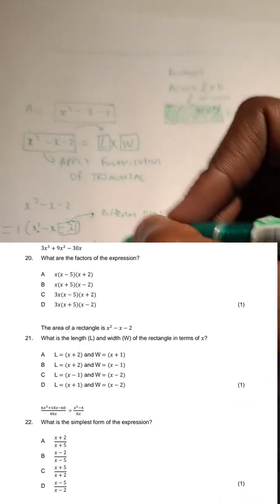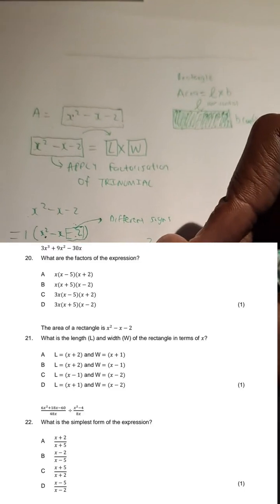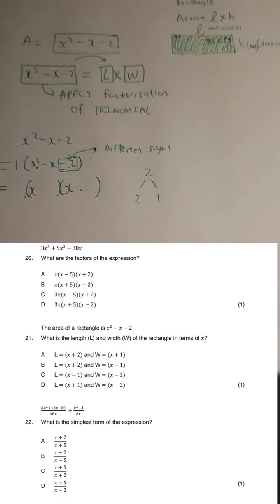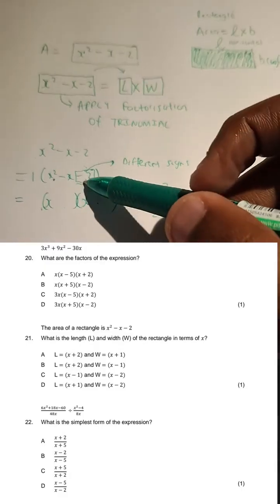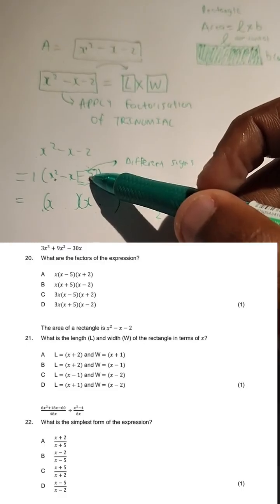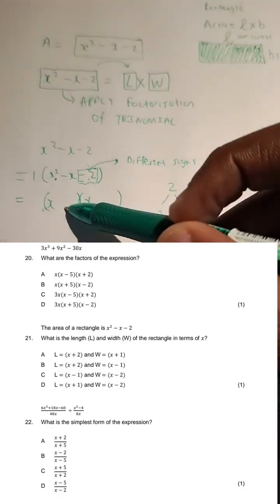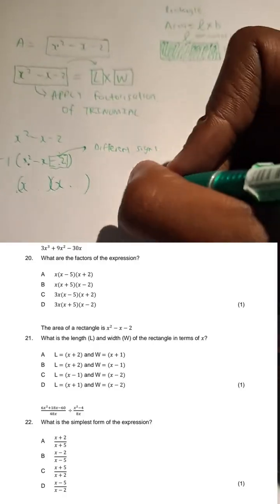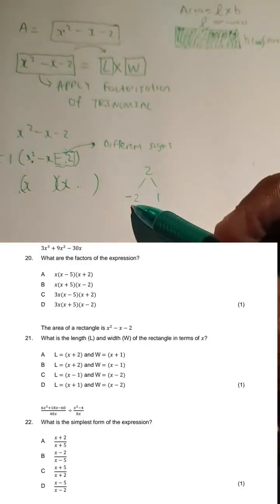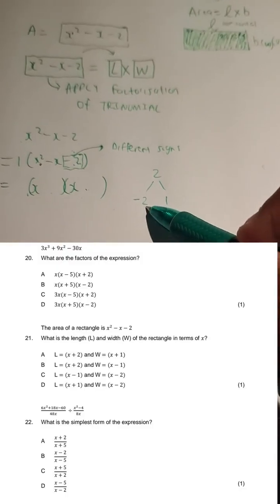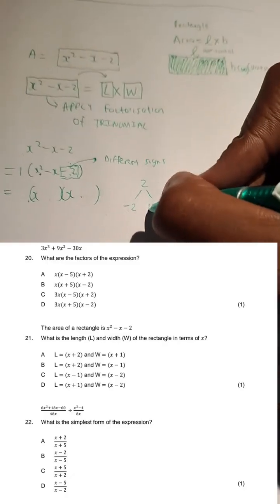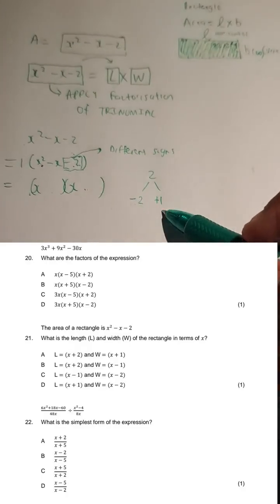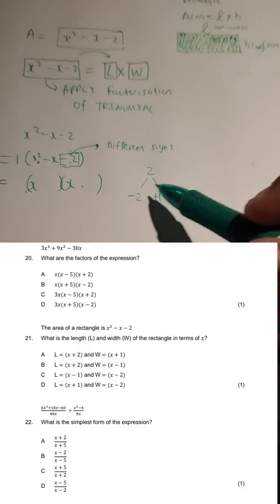So the factors of 2, what are the factors of 2? We have 2 and 1, and those are the only factors of 2. Since negative 2 means we are going to have different signs inside my bracket, the highest factor out of the factors of 2 will have a negative sign. So between 2 and 1, the highest factor is 2. It will have a negative sign, and the other factor will have a positive sign. These are the different signs we are talking about.